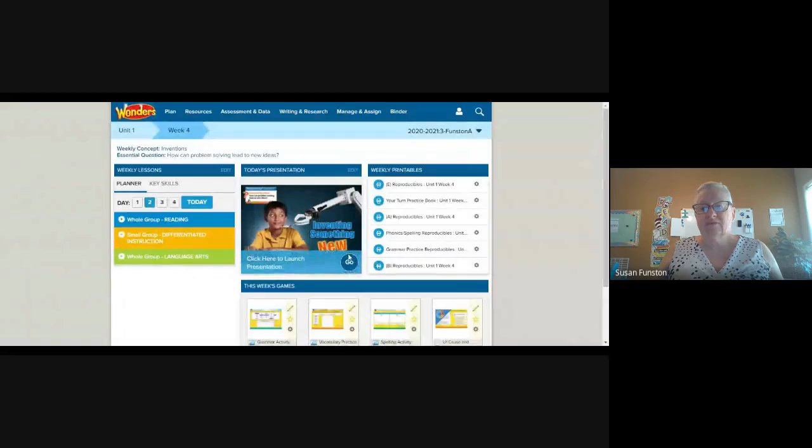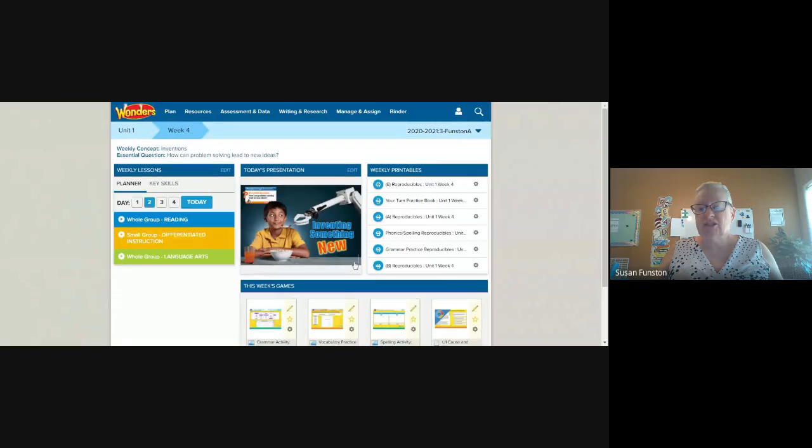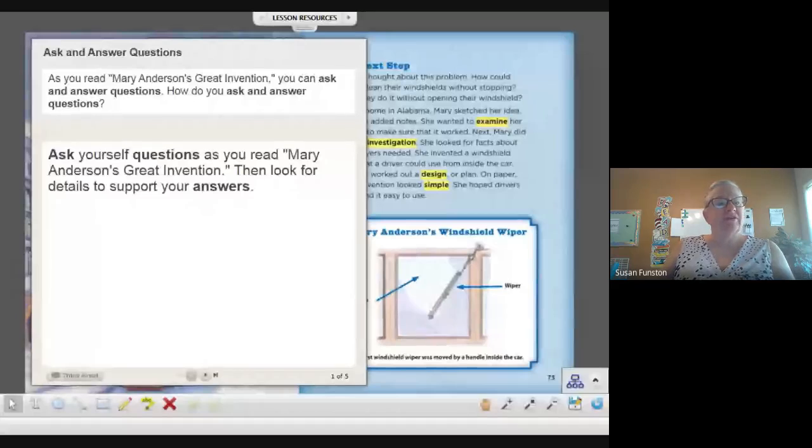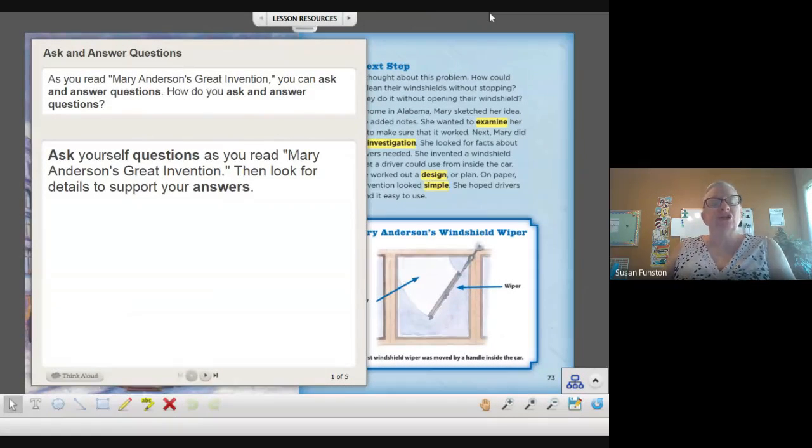So let's take a look at the presentation first. Alrighty, we can launch that. All right, so the first thing we're going to do is look at a comprehension strategy, a way that you can help yourself to understand what you're reading a little bit better. We're going to look at the ask and answer question strategy. We've talked about this one before.